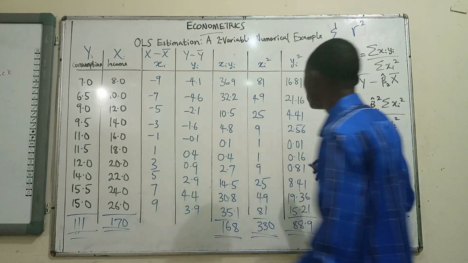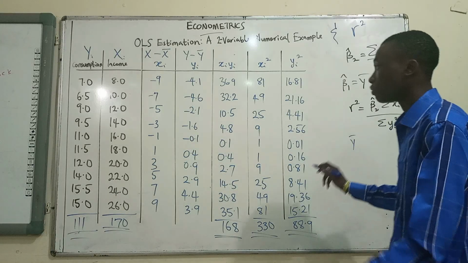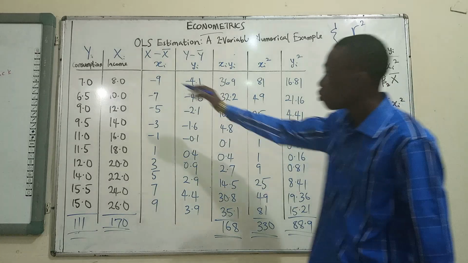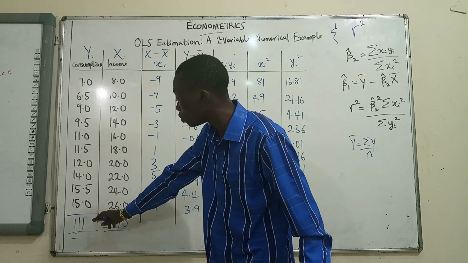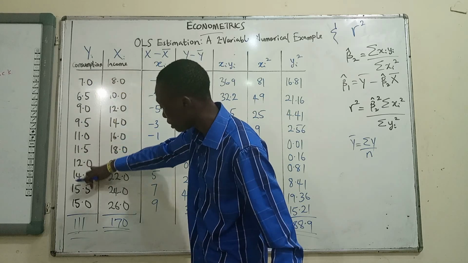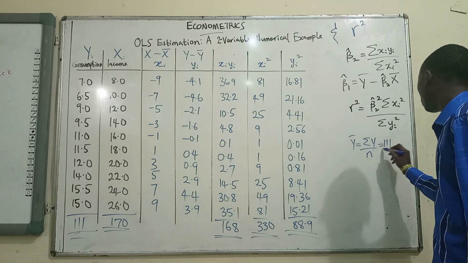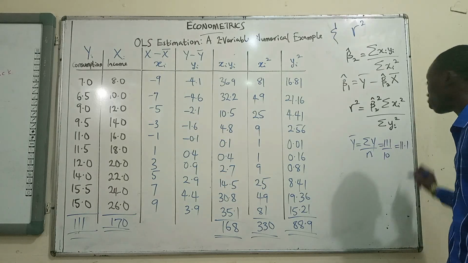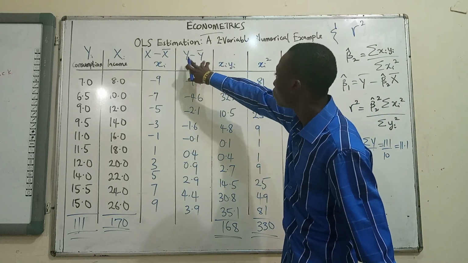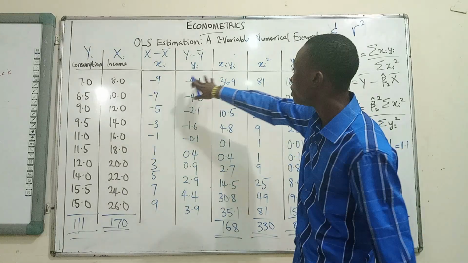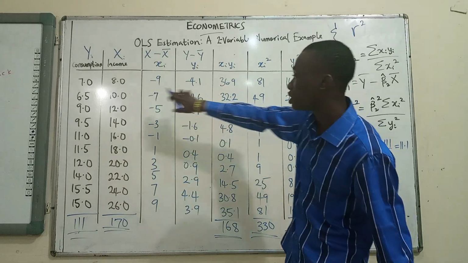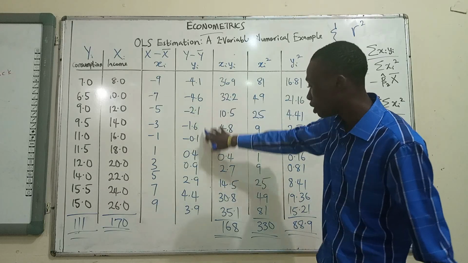So the first thing to do is calculate your mean for y and for x, and for y the mean is simply summation y over n. The sum of y observations is 111, and we have 10 observations, 1 2 3 4 5 6 7 8 9 10. So 111 over 10 will be 11.1. That's our mean. And to calculate the deviation of the y values from its mean, we take 7.0 minus 11.1, we get minus 4.1, 6.5 minus 11.1, we get minus 4.6, and so on and so on.